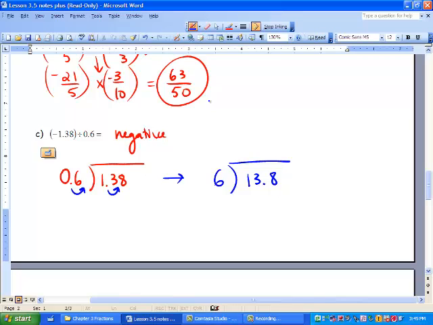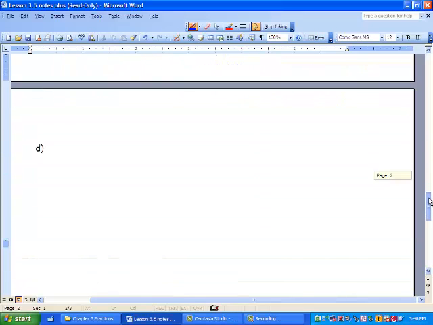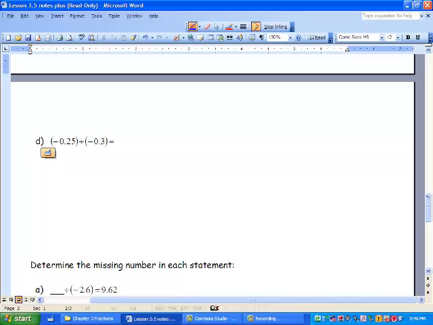Okay, we ask ourselves, well, does 6 go into 1? No. Does 6 go into 13? Yes, it does. It goes in twice. Well, 6 times 2 is 12. And then we're going to go 13 minus 12 is 1, and bring our 8 down. Well, how many times does 6 go into 18? We get 3. And our decimal is going to go right in there. And it goes in 2.3 times. And our answer is negative 2.3. All right, let's go down. I'd like you to try this one on your own.